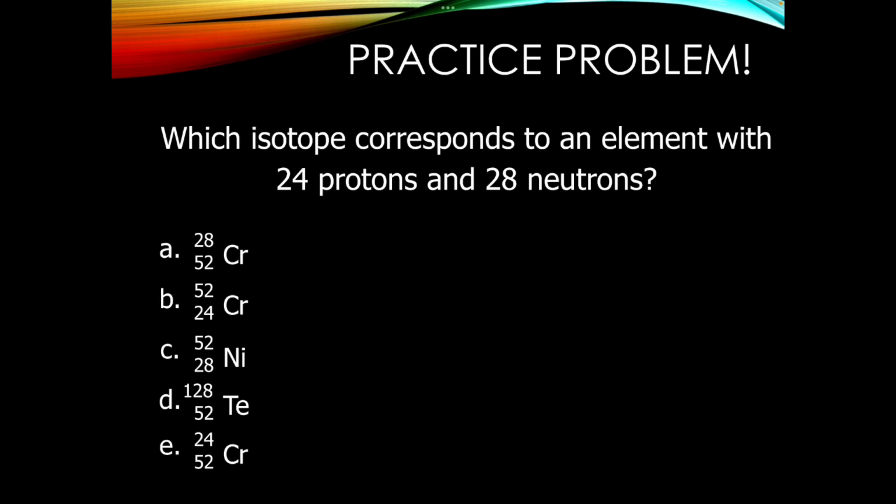All right, so the way that we figure this out is we will use this 24 protons to figure out what element symbol it is. Remember, the fact that we have 24 protons, that tells us our atomic number. So that is going to be the number on the bottom. This one doesn't have a 24 on the bottom, so that's out. That one doesn't have a 24 on the bottom. That one doesn't either. Even if you just got that far, the only one that has a 24 on the bottom in the correct place for the atomic number is B.